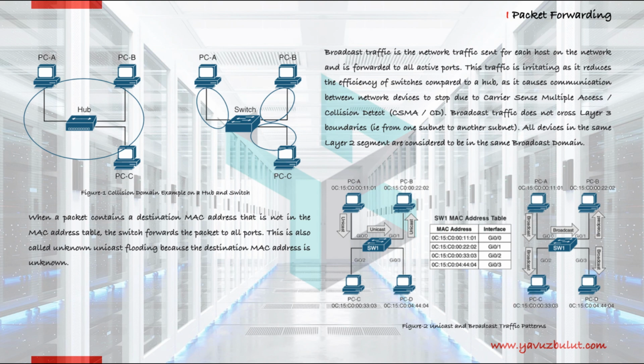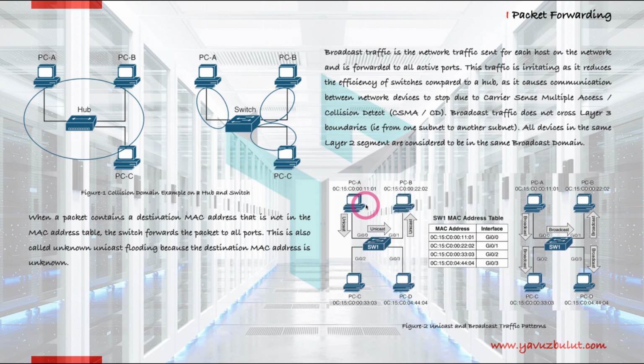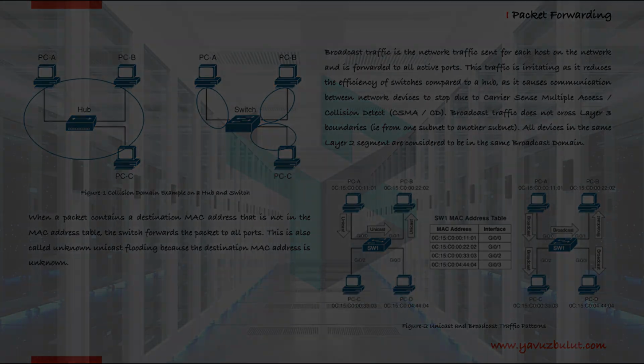The figure here shows unicast and broadcast traffic. Unicast traffic goes from PCA to PCB. When PCA sends traffic as unicast here, the traffic goes to PCB. In the case of broadcast traffic here, if the PC does not know the destination to which it will send the traffic, it sends a broadcast packet to the network, and this broadcast packet is transmitted to all active ports on the switches.